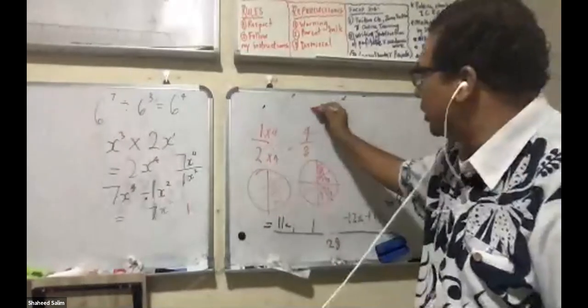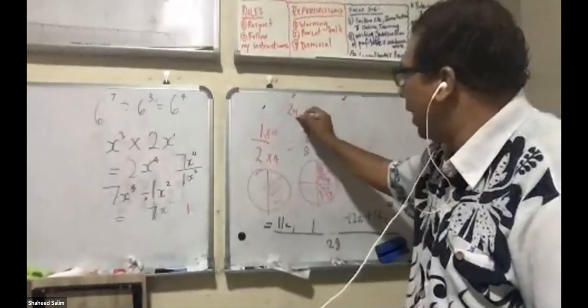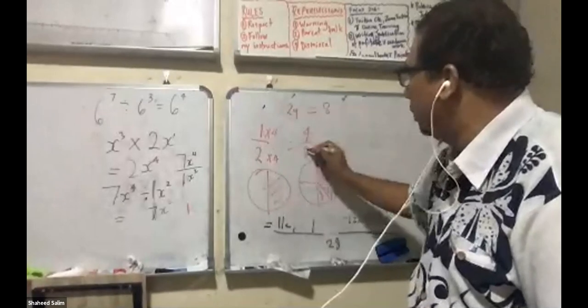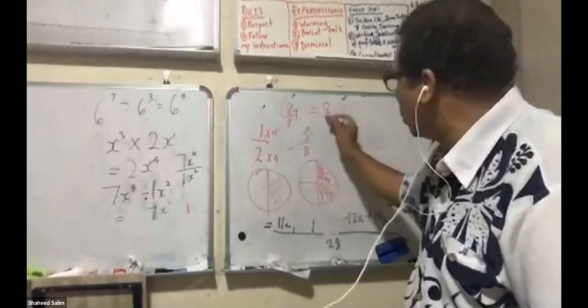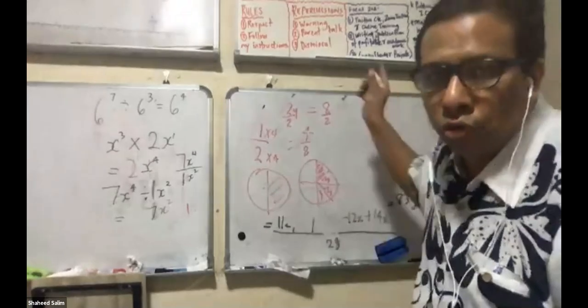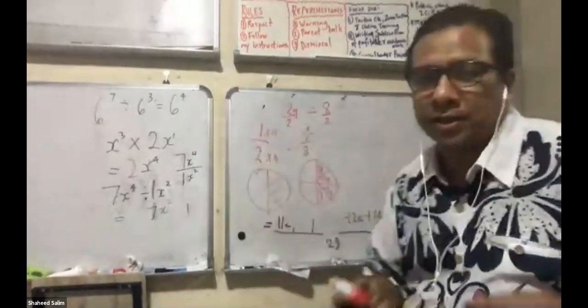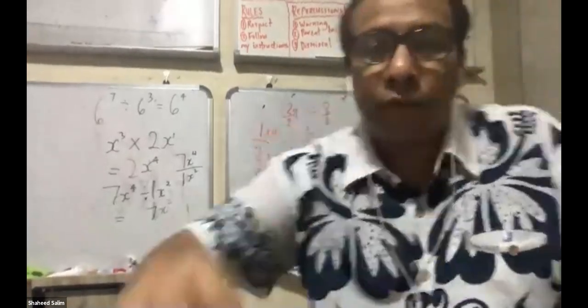Or sometimes you have equal sign down here. Let's say 2y equals to 8. You say, I want to divide by 2. I must also divide by 2. You divide the left side, you must also divide the right side. Okay, so that's your error.